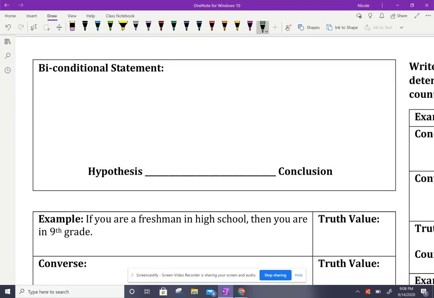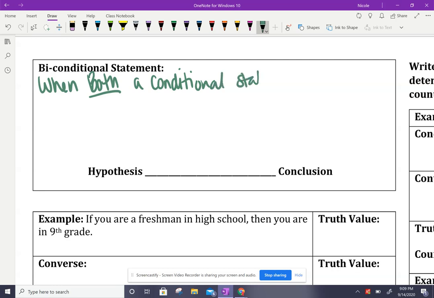Now, a biconditional statement occurs when both a conditional statement and its converse are true.